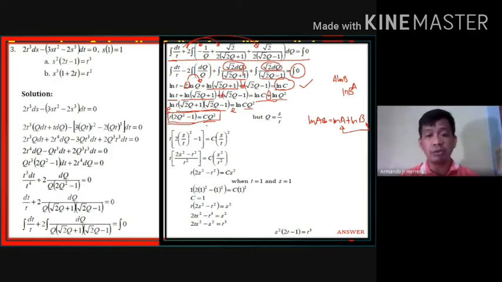Meron kang q, balik natin siya sa original form niya. Q is equal to S over T. So substituting, instead of Q, I have to replace it with S over T raised to the second power minus 1 equals C S over T raised to the second power. So S squared over T squared. So gagamit ako dito ng LCD.